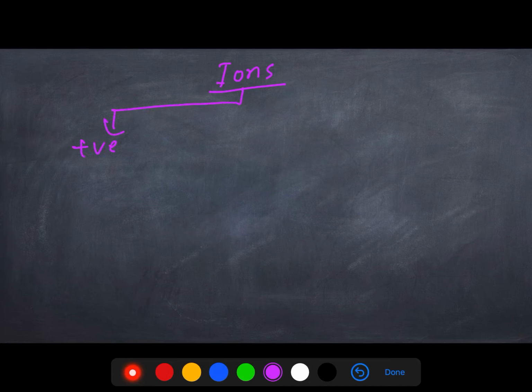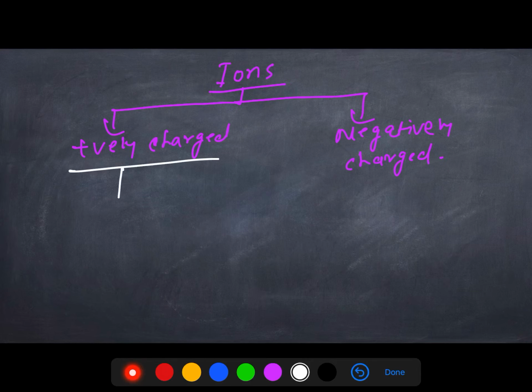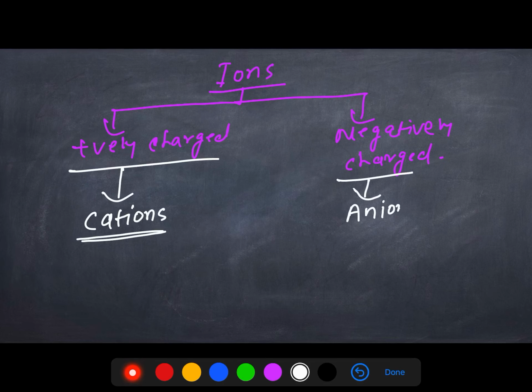Based on this, ions can be of two types: the positively charged ions or the negatively charged ions. There is a term for positively charged ions. They are called cations, and the negatively charged ions are called anions. Keep this in mind: the positively charged ions are always called cations and the negatively charged ions are anions.